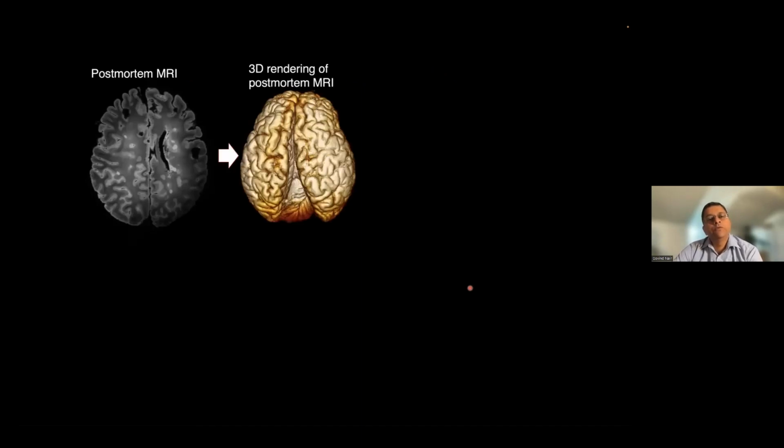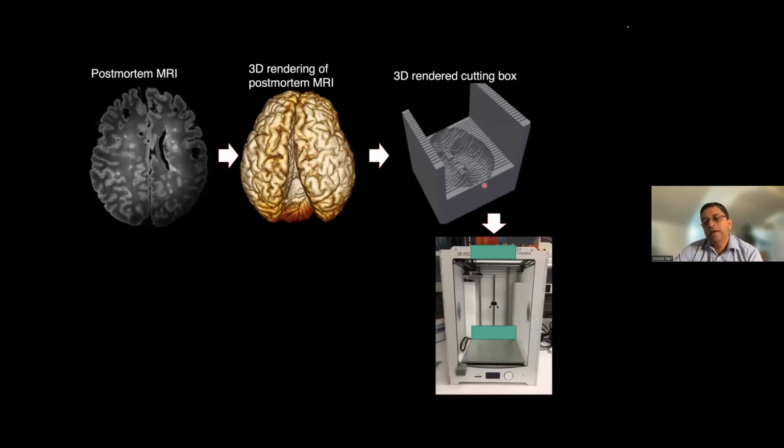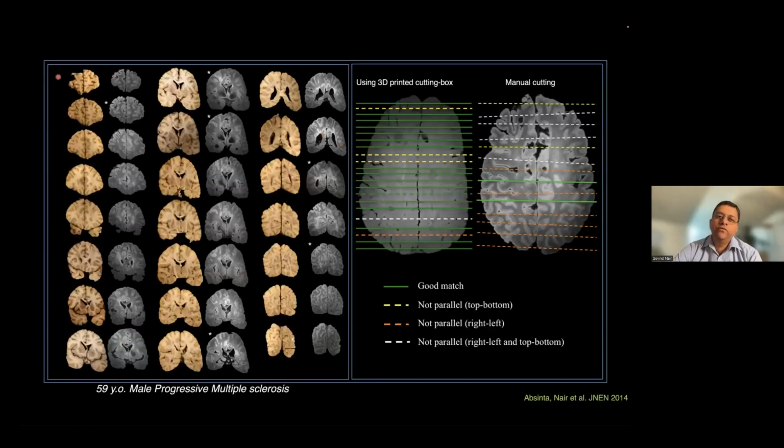And we can take these postmortem images, make a 3D rendering of that, make a box, cut out the shape of this brain from the box, 3D print the box, lay the brain and cut it. So what this gives you is 100% correspondence, or very high correspondence, of MRI and pathology. So we can directly know where exactly the cortical lesion is. These are small lesions, so to find them in the brain would be very difficult. So this kind of method helps us find those lesions.